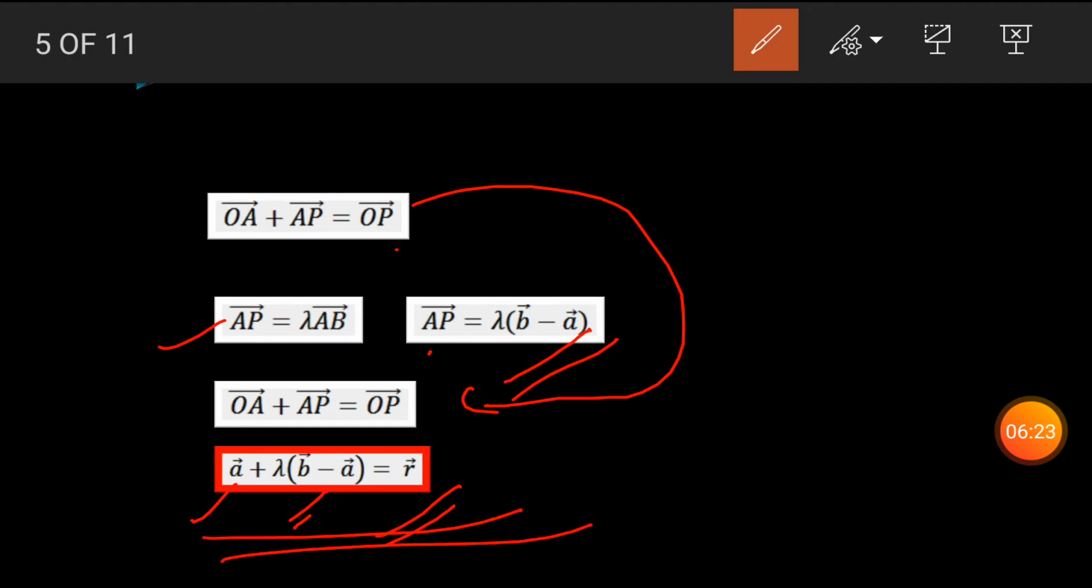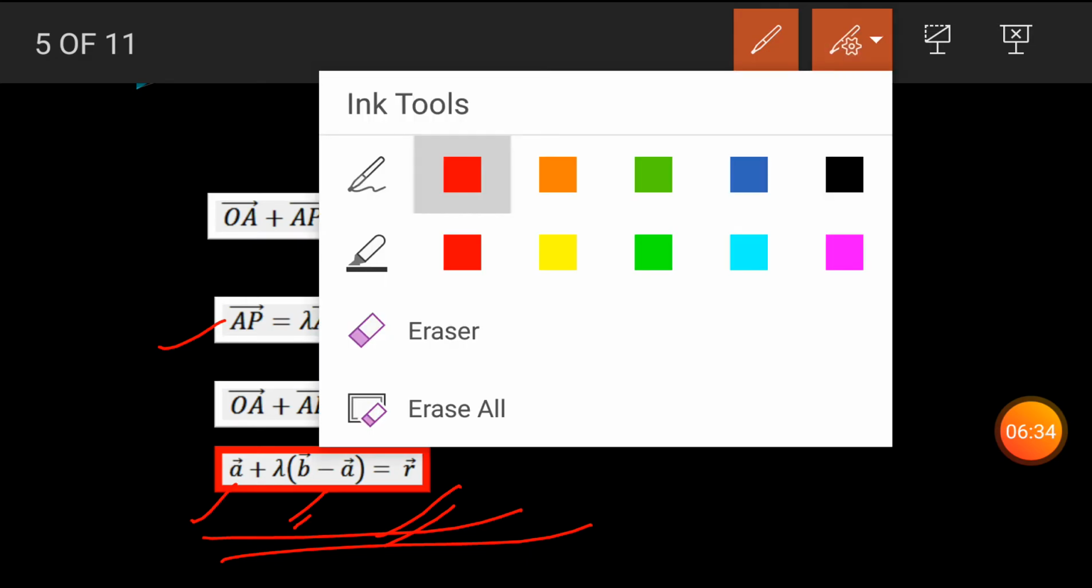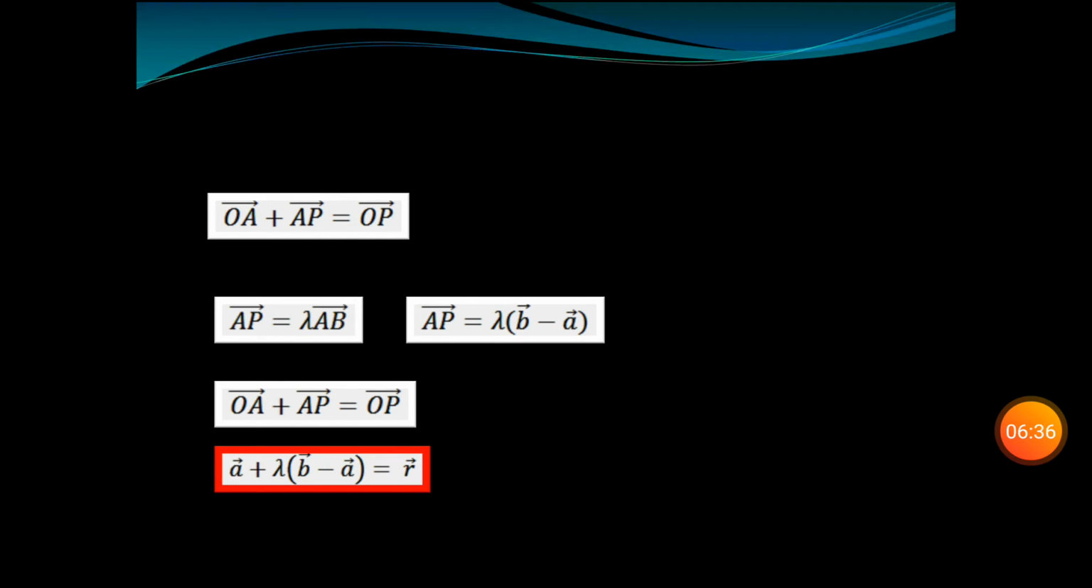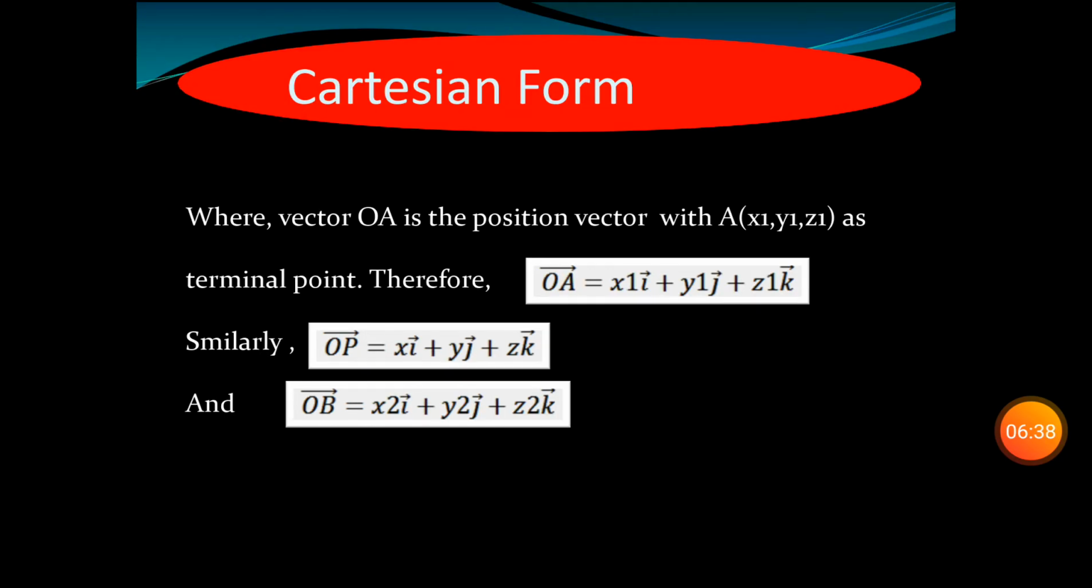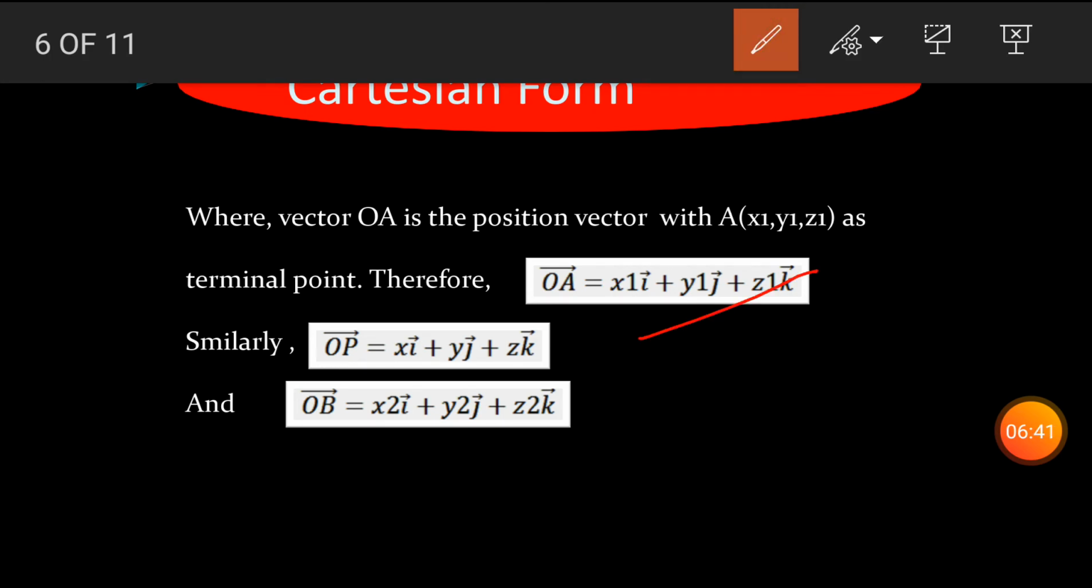Now you have to write the Cartesian equation, which is very easy. For A, the coordinates were x1, y1, z1, so your vector will be in component form x1i plus y1j plus z1k. You can see it here. This is the OA vector. OP, your position vector, that is the R vector, is xi plus yj plus zk, because the coordinates were x, y, z. And OB, because the coordinates were x2, y2, z2, in component form will be x2i plus y2j plus z2k.